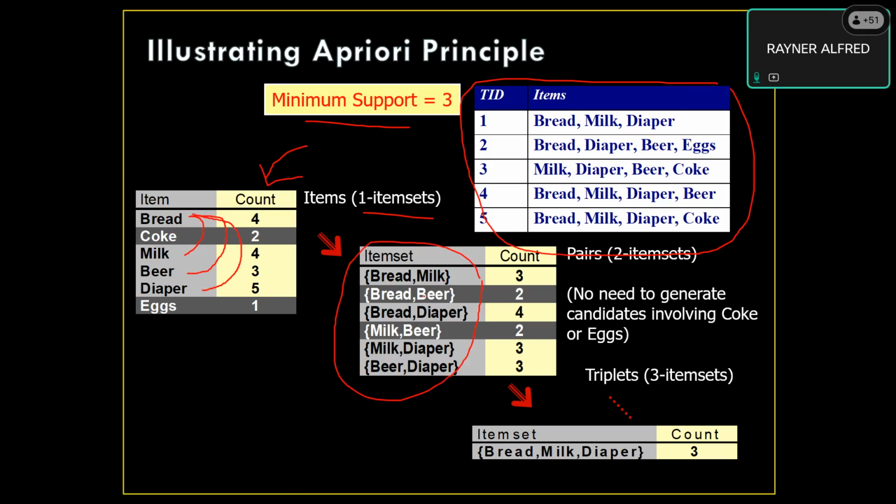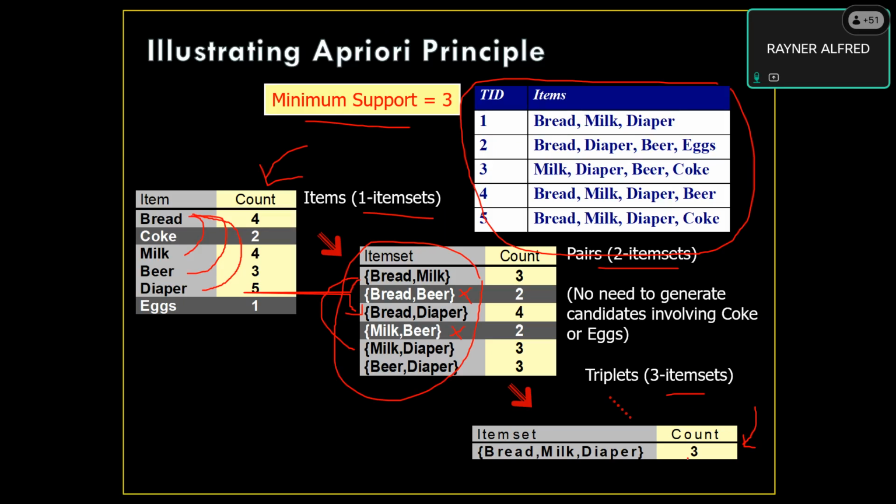Okay, then again, we compute the number of appearances for these 2 item sets. So this is 2 item set. Based on this, these 2 are less than the minimum support, so we eliminate that one. Then next we combine this with this, and then this with this, and so on. But for the 3 item set, we only have this, which is frequent. So from here we stop because there is no more combination that we can get.